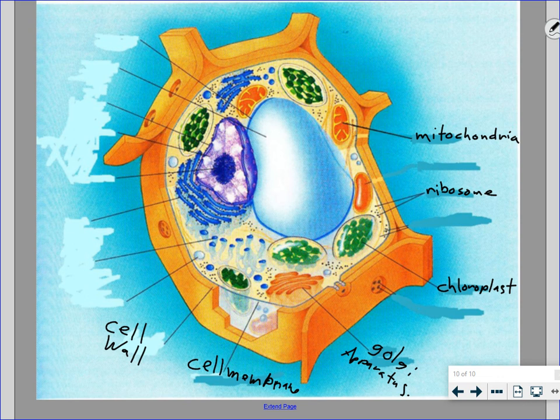So all the cell wall is actually a frame. It's a frame that holds the cell's shape. It does not protect the cell in any way. It does not control what gets in or out. Everything can get through the cell wall. It's full of holes.